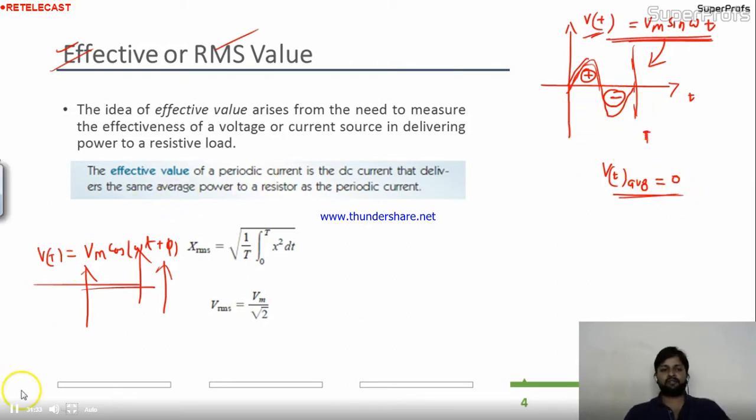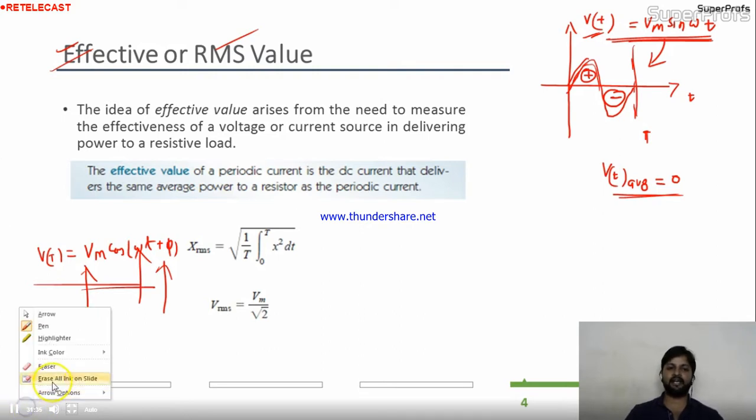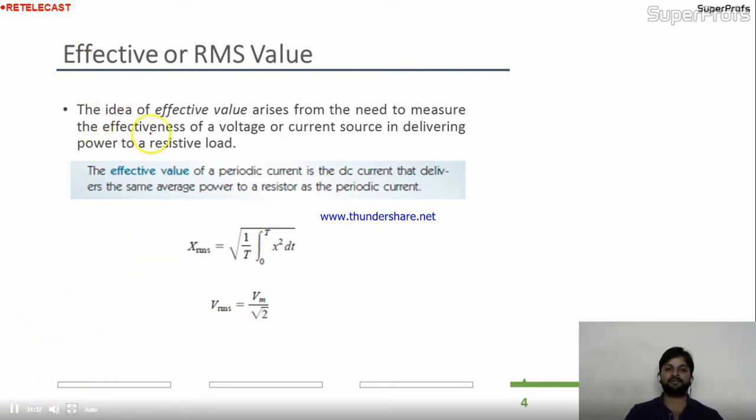So come to the effective value, that is the RMS value. What does RMS say? The idea of the effective value arises from the need to measure the effectiveness of a voltage or current source in delivering power to a resistive load. The effective value of a periodic current is the DC current that delivers the same average power to a resistor as the periodic current. Mathematically, I will talk about the RMS value, root mean square value.